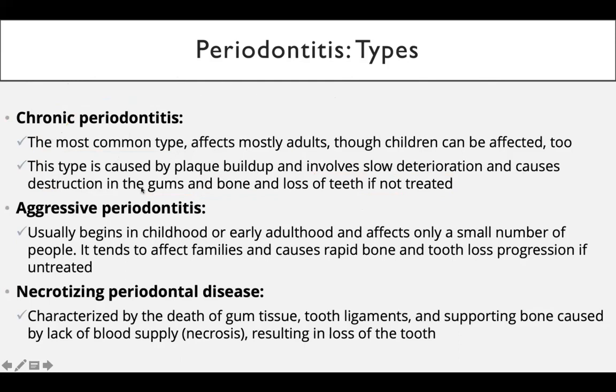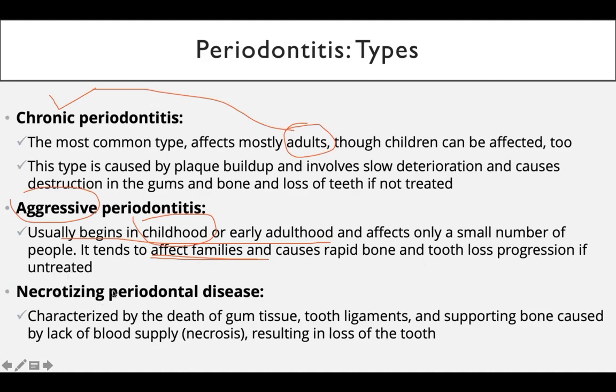And then we go to aggressive. It usually begins in childhood and early adulthood. So chronic is found in adults and aggressive is found in childhood and affects only a small number of people. It tends to affect families and causes rapid bone and tooth loss progression if untreated. So it runs in families. It's aggressive.